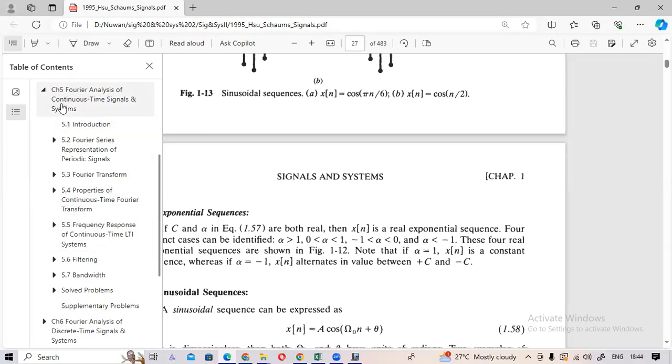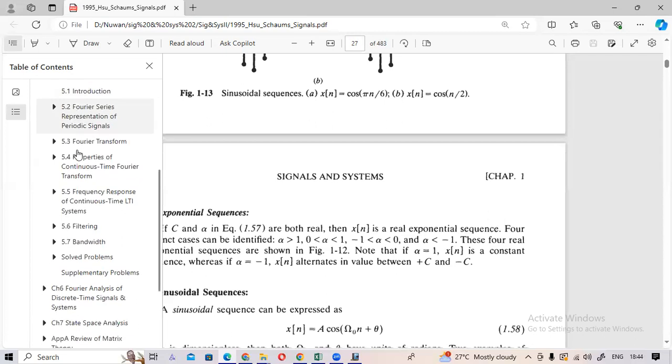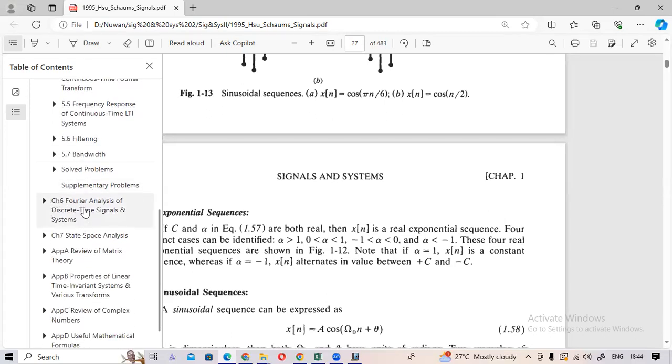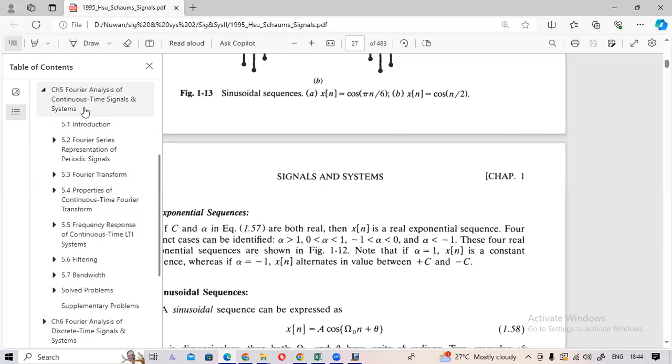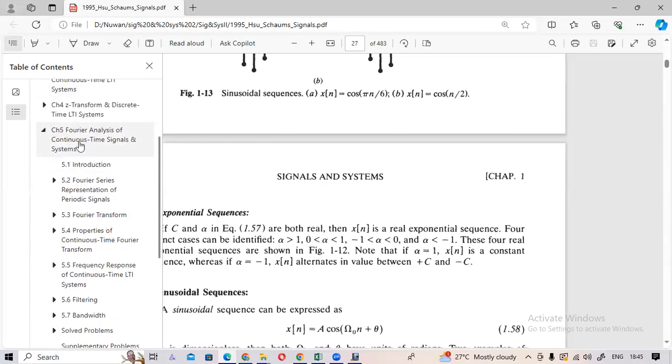Because we are going to analyze discrete time signal. Fourier analysis of discrete time signal. Actually that is chapter 6, okay? So actually we are going to learn chapter 6. And we are going to learn the concept in this chapter 6, not in chapter 5, okay? But I just use one or two examples here to remind you the concept, and try to give you an idea.